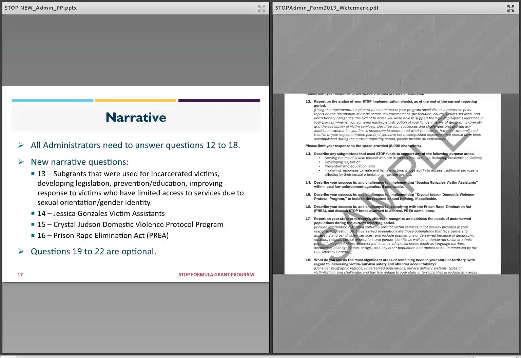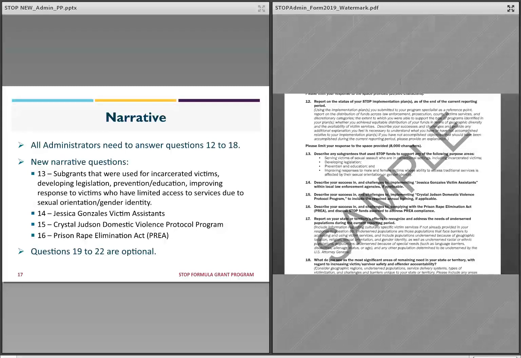Question 13 asks about subgrants used for supporting incarcerated victims, developing legislation, prevention and education, or improving response to victims who have limited access to services due to their sexual orientation or gender identity. Question 14 asks you to describe successes and challenges in implementing Jessica Gonzalez victim assistance within local law enforcement agencies. Question 15 asks you to describe your successes and challenges in implementing the Crystal Judson Domestic Violence Protocol Program in the required annual training.